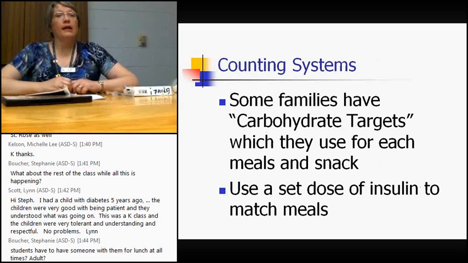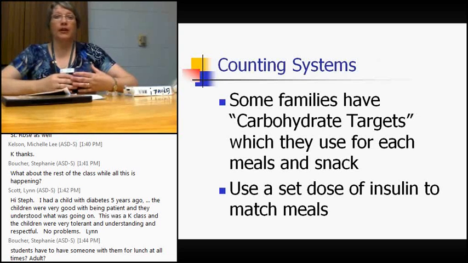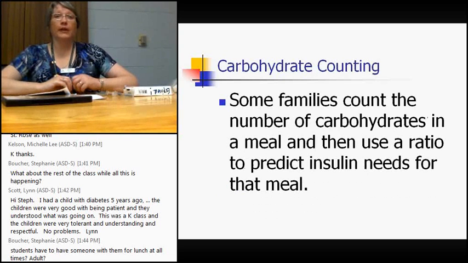Next up. So some families would use what we call carbohydrate targets. So they would have a target they're aiming for. So maybe a particular meal is going to be 45 grams of carbohydrate, and they're going to choose foods that are going to give their child about that 45 grams of carbohydrate. And then they would take that with a set dose of insulin. That's a little bit simpler for a lot of families.